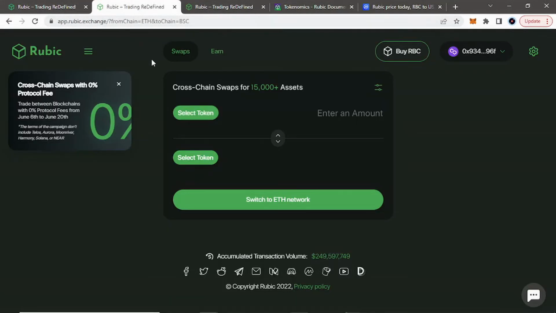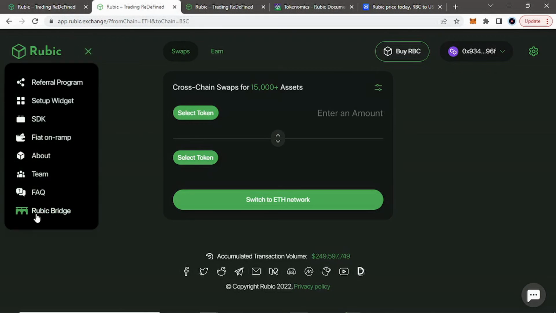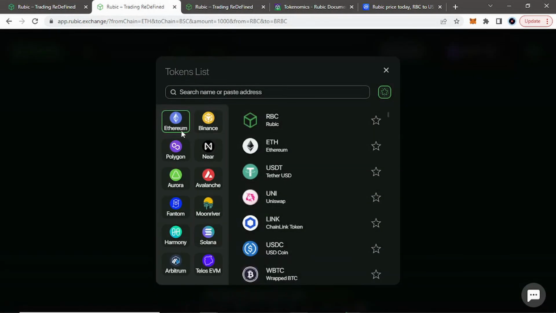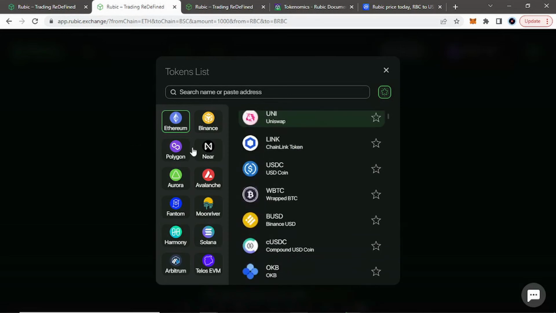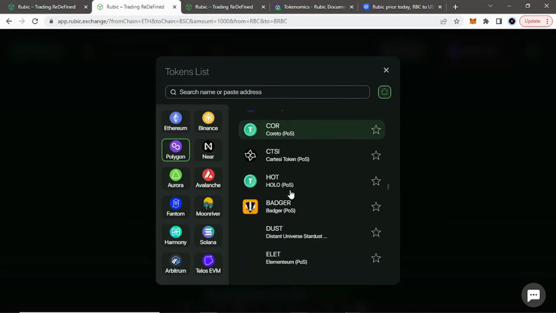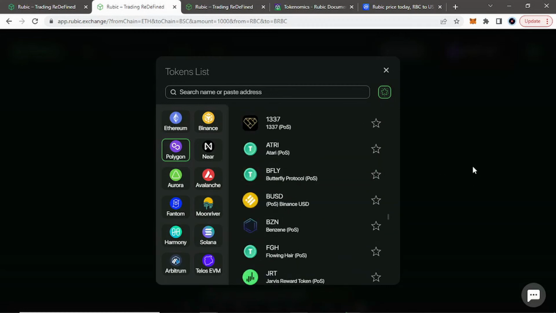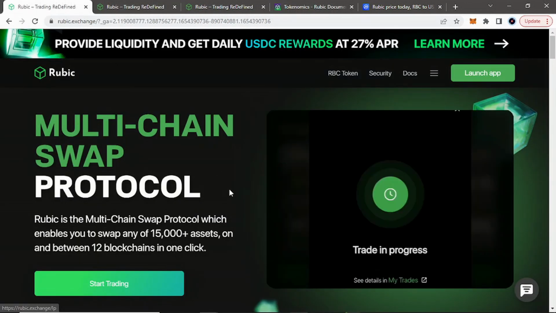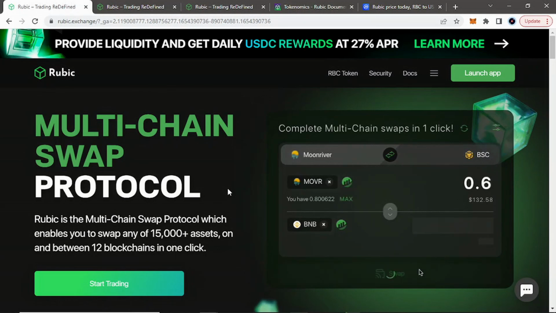Either way, guys, that is the Rubic Exchange and how to use their Rubic Bridge to swap between 12 different blockchains. It is very nice, especially if you use the Ethereum, Polygon, Binance, Near, Aurora, Avalanche, Phantom, Moonriver, Harmony, Solana, Arbitrum, and Telos blockchains. The amount of assets that it supports is plentiful. I'm sure out of all these assets, you're going to be using one of them to swap. It has some of the more assets I've seen on some bridges. Most of the time, they require you to trade either stable coins or the native token, from what I've seen, and they're not all like that. But yeah, guys, that is the Rubic Exchange, a multi-chain swap protocol which allows you to swap between those 12 different blockchains.